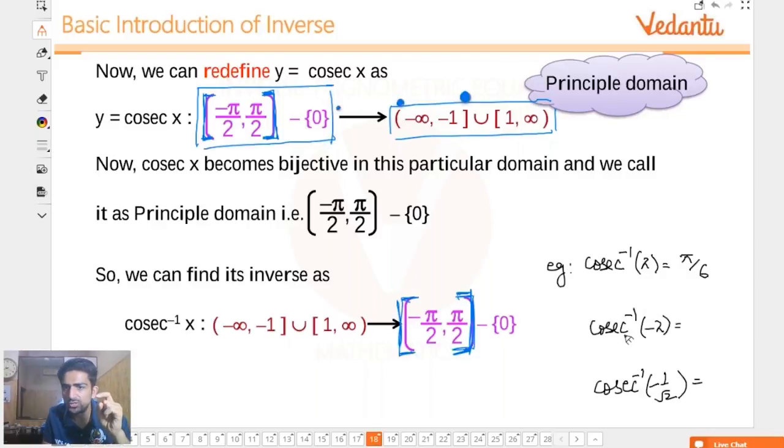Okay, let me come to cosecant inverse minus 2. It is the angle for which cosecant is minus 2. That is, sine is minus half. We know that angle. Now tell me cosecant inverse minus 1 by root 2. Very good, Rakesh, that is the answer to the second one. Tell me the answer for the third one. Cosecant inverse minus 1 by root 2.